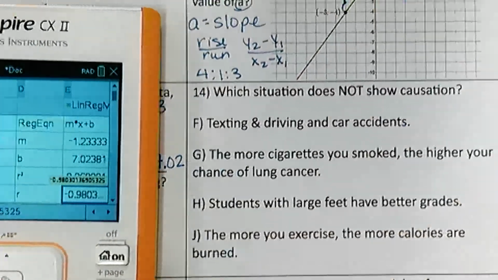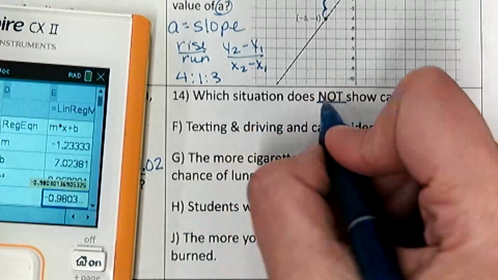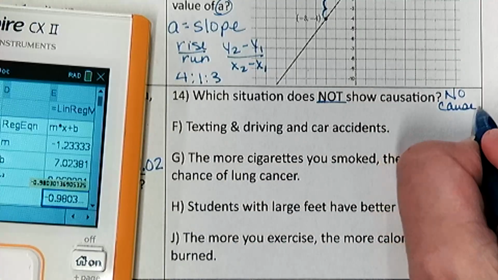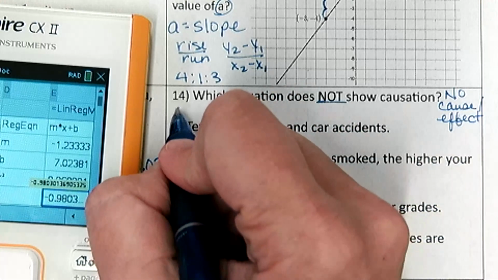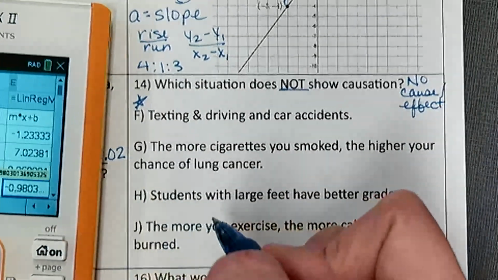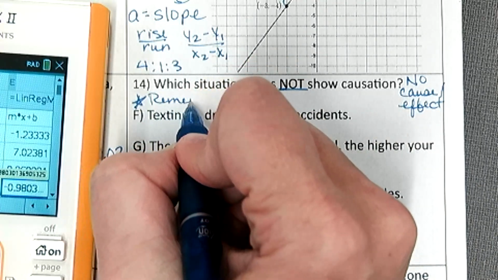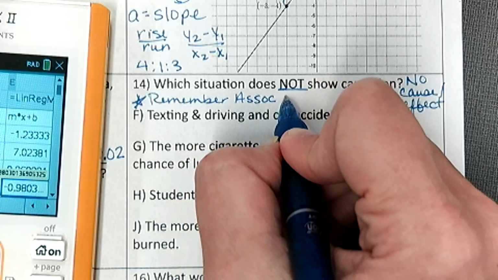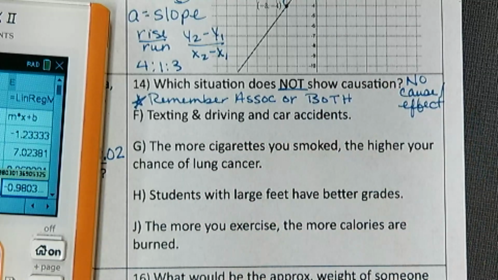Which of the following does not show causation? So that means that there is no cause effect. Like when we read it, we're like, yeah, that doesn't really make sense. Do remember if they give us a table like we had on our quiz, remember it's association or both. We don't choose just causation.